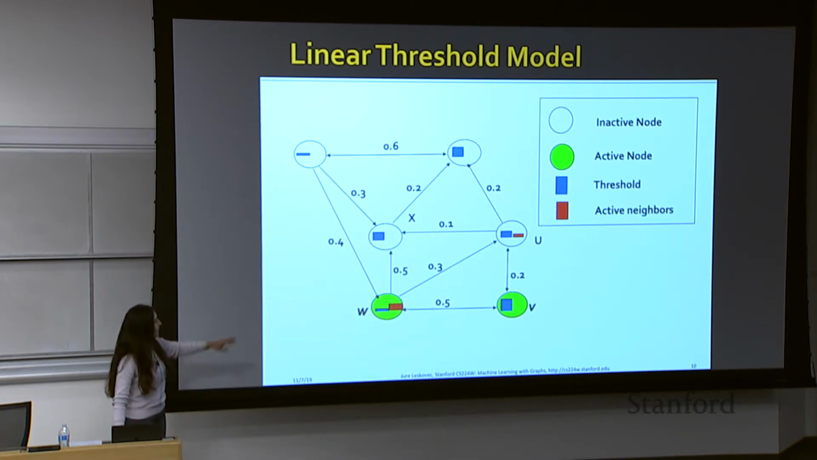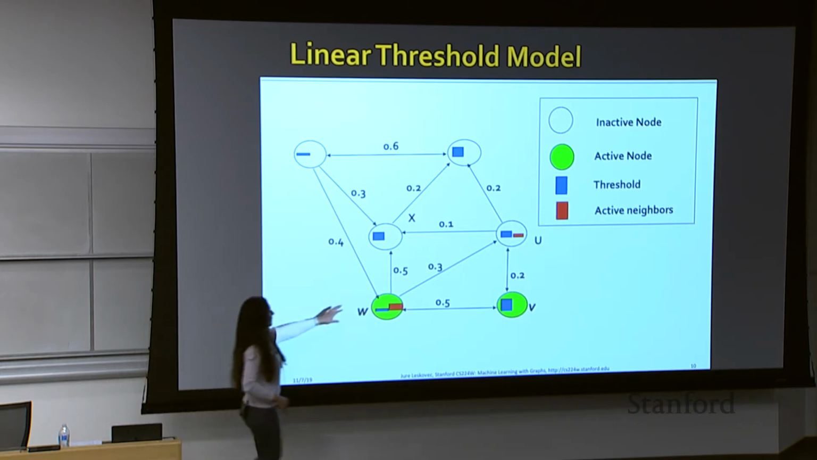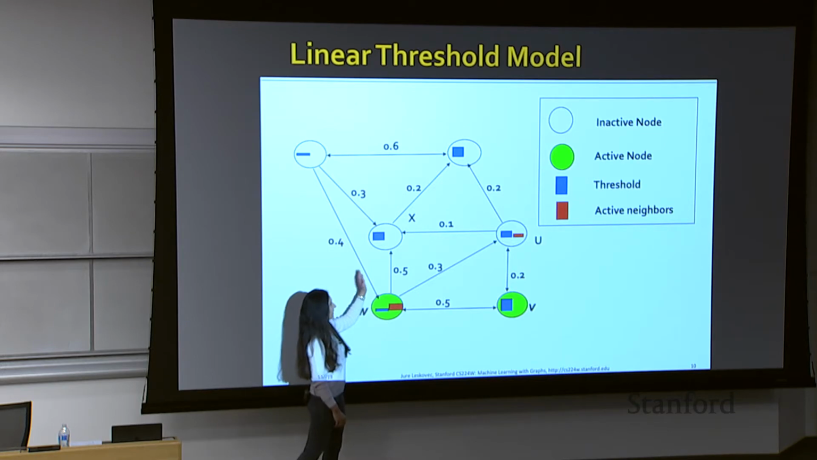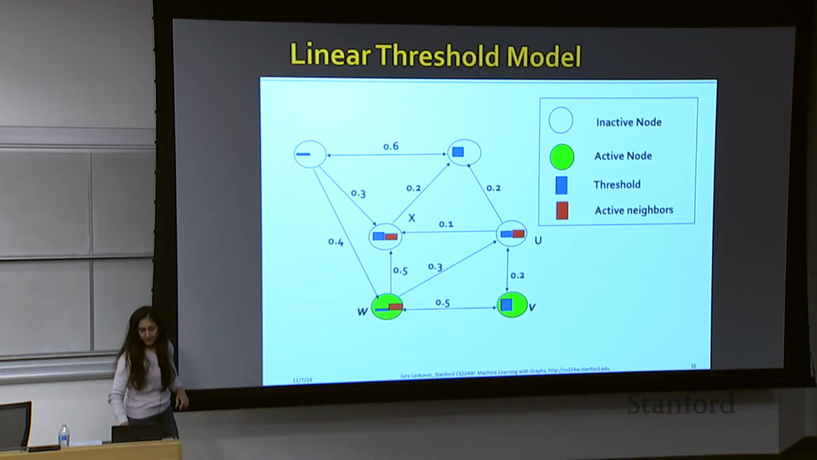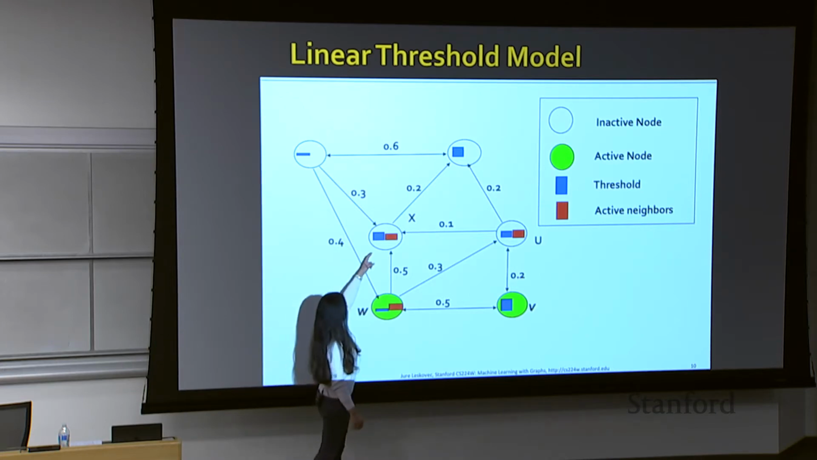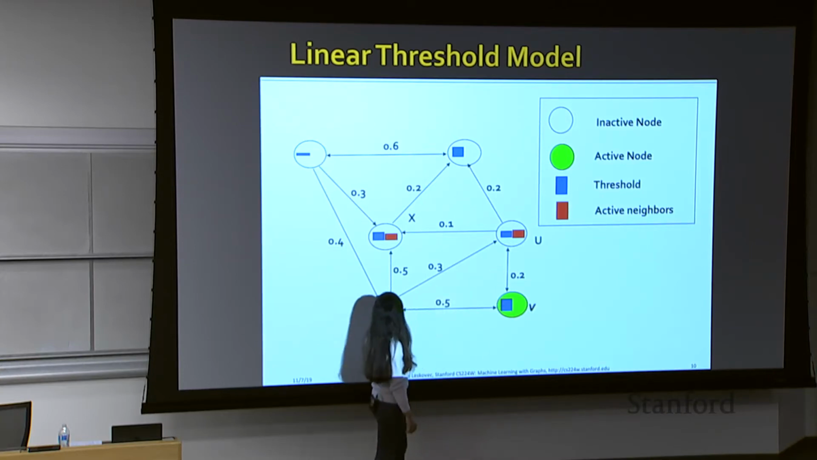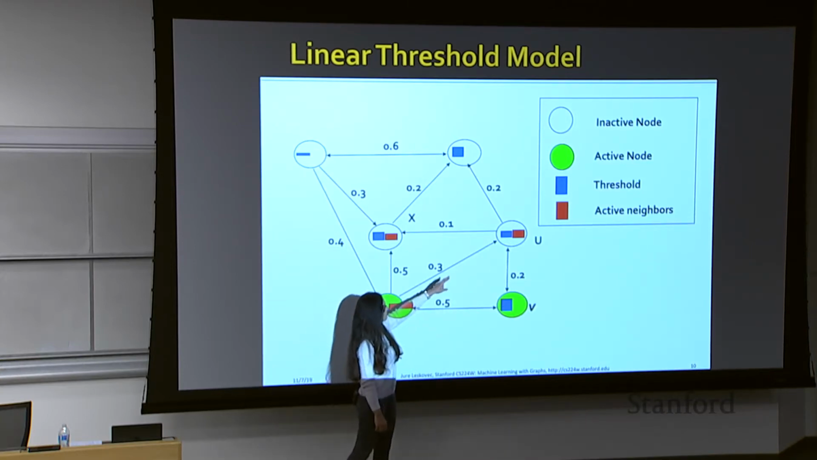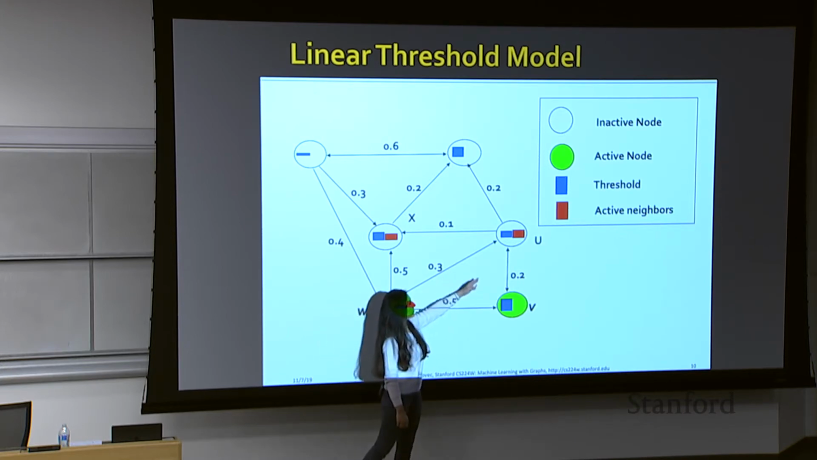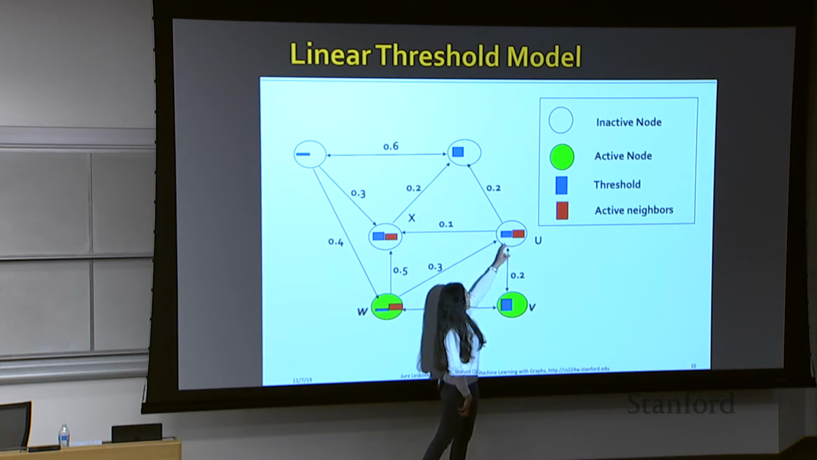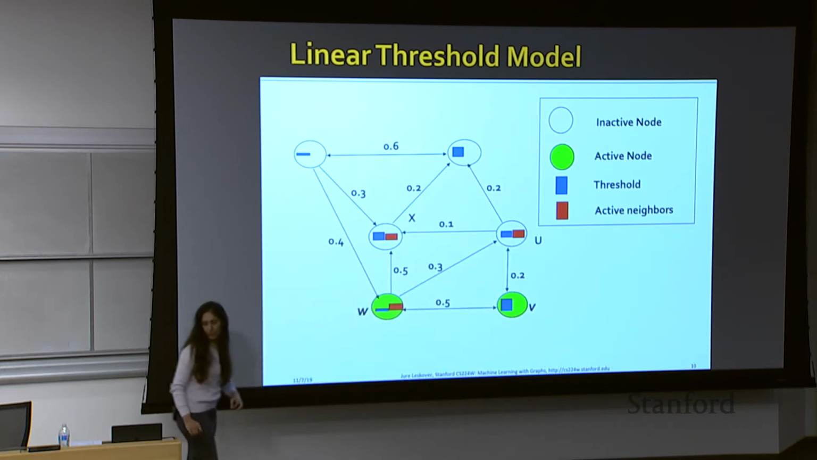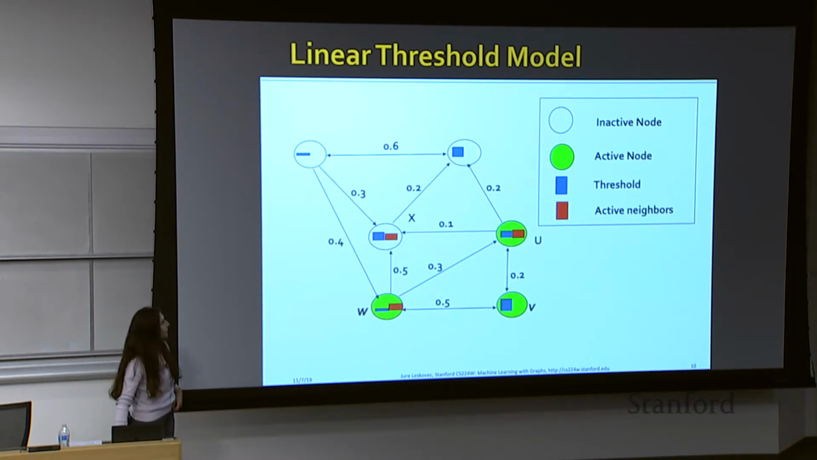In the next step, W gets active, and then W influences each of its neighbors by the weight of every edge. For example, here this node X is only influenced by W, but this node U is influenced by both V and W. So the influence that U has from its neighbors is a sum of 0.3 and 0.2. Because this influence is now greater than its threshold, it is going to adopt the behavior and become active. We continue this process until nobody else becomes activated. So this is the linear threshold model.